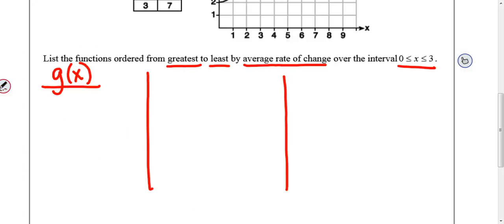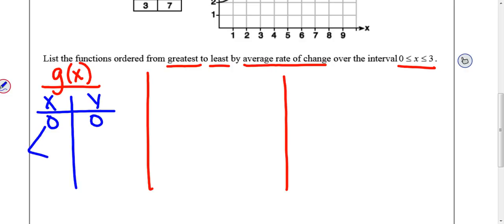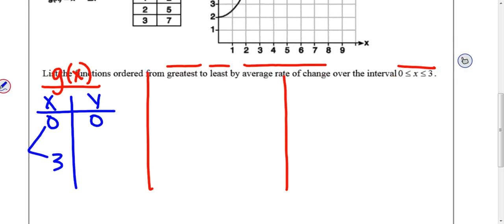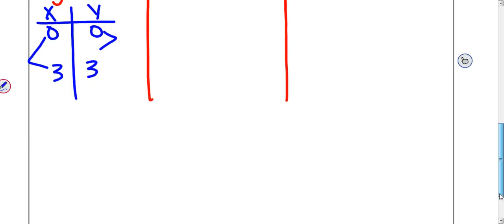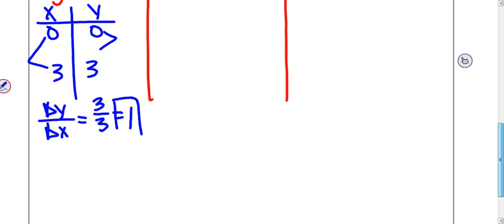So what that's going to look like, I must have clicked on the wrong thing. So let's fix that real quick. I wanted blue. Here's my blue. X, Y for my table. When x was 0, y was 0. We're going to jump to 3. When x is 3, my y is 3. And so for each of these, my rate of change, so when I do my math here, the change of y over the change of x, okay, it's 3 over 3, which simplifies to 1.